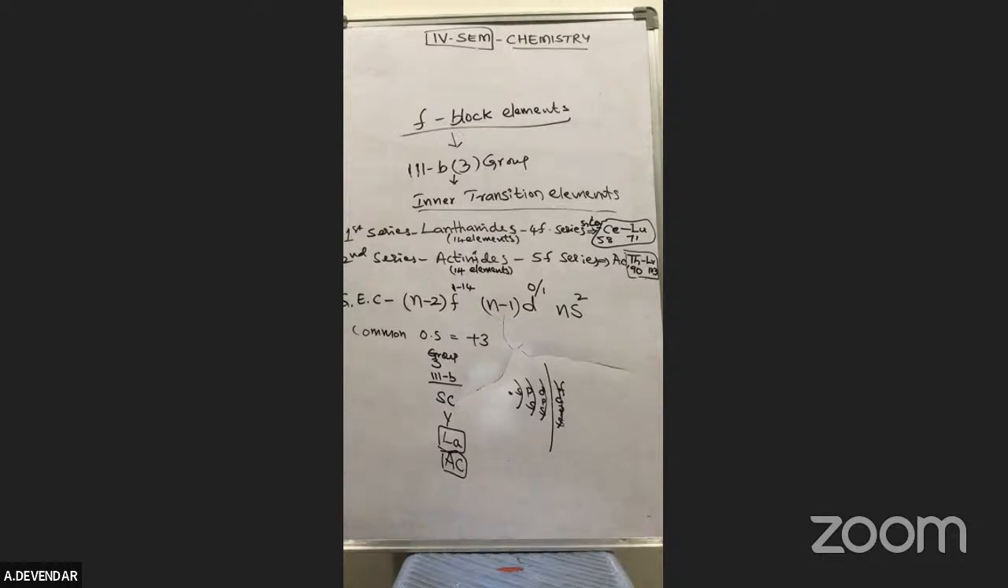This is a compulsory question in your textbook. Page number 20. The cause for the lanthanide contraction is clearly given. That is an important question of this chapter. And the remaining properties.